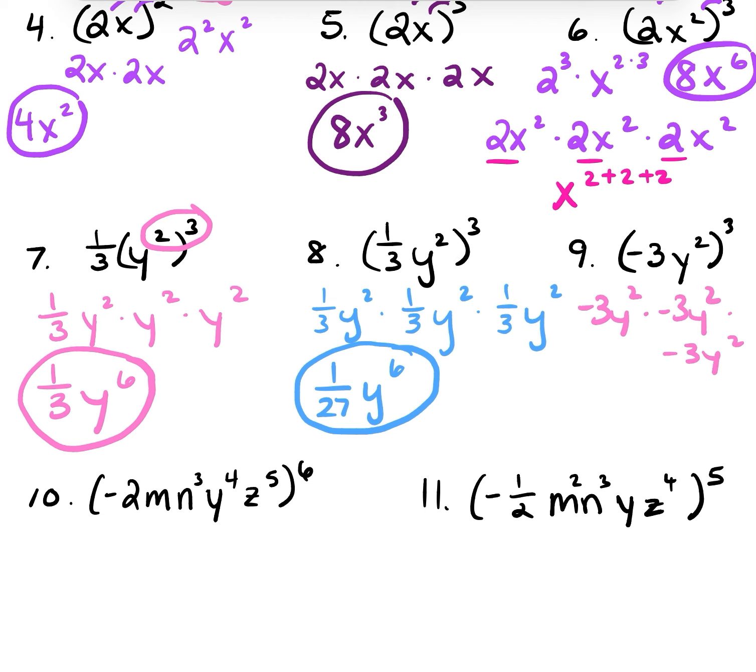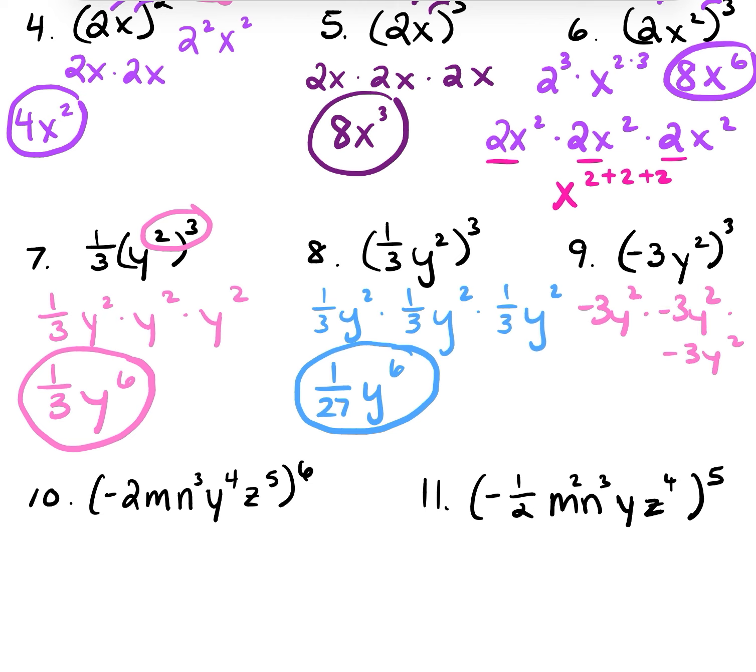And for this last one, I'm not going to write this out 6 times. I'm just going to remember to distribute my exponent of 6 to every single piece. So I like to draw arrows like this. -2 to the 6th power. I keep that as is for now. M to the 6th. N to the 3 times 6 is 18. Y to the 4 times 6 is 24. Z to the 5th times 6 is z to the 30th.